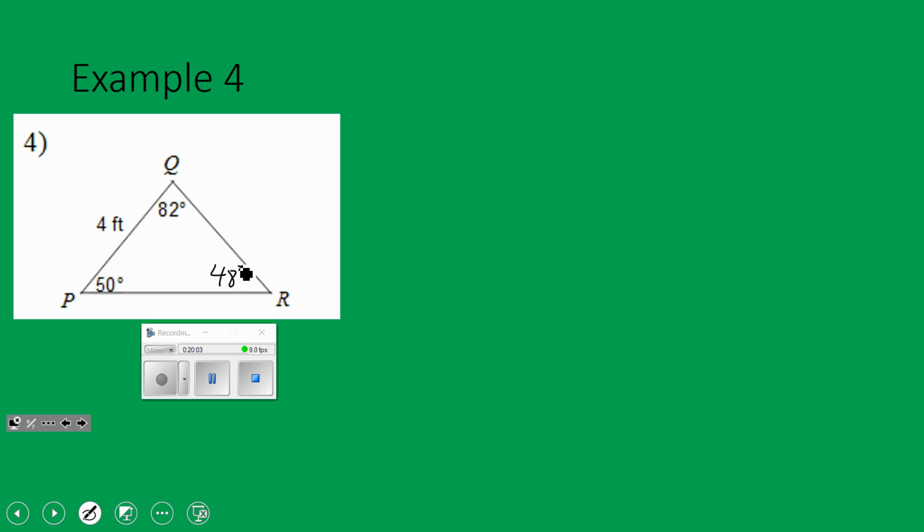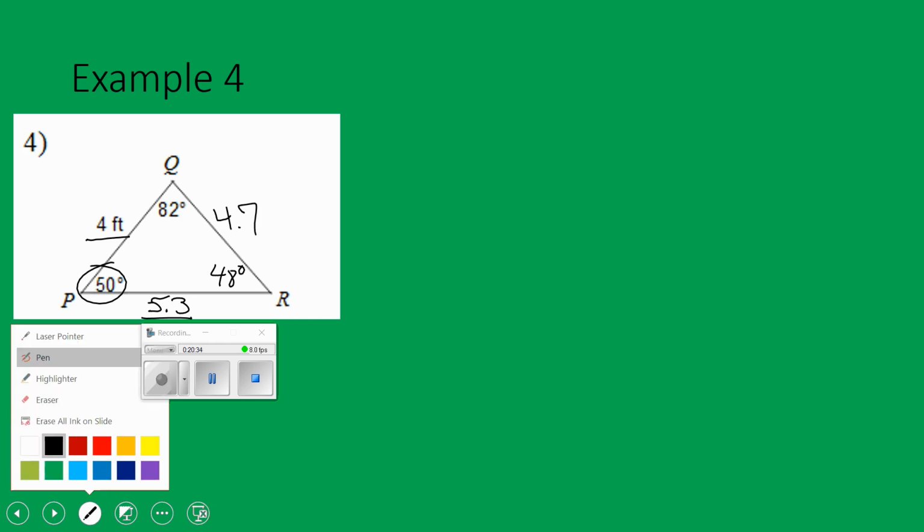What's this side? Because I'm sure some people used this bottom side. What did you get? 5.3. So if you were going to set up your area based on this, you could use this side, you could use this side, and which angle? The 50. You'd have to use the included angle, and that would work. Anybody find the other side? Okay, so good. We did it different ways still. What's the other side using law of sines? 4.1.